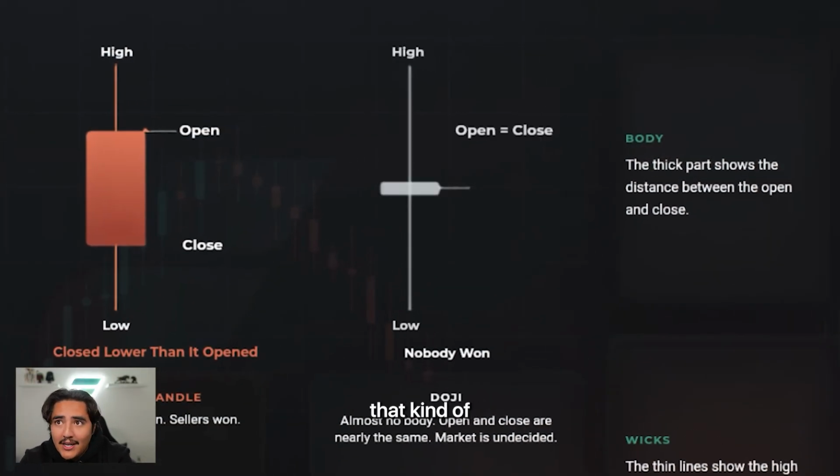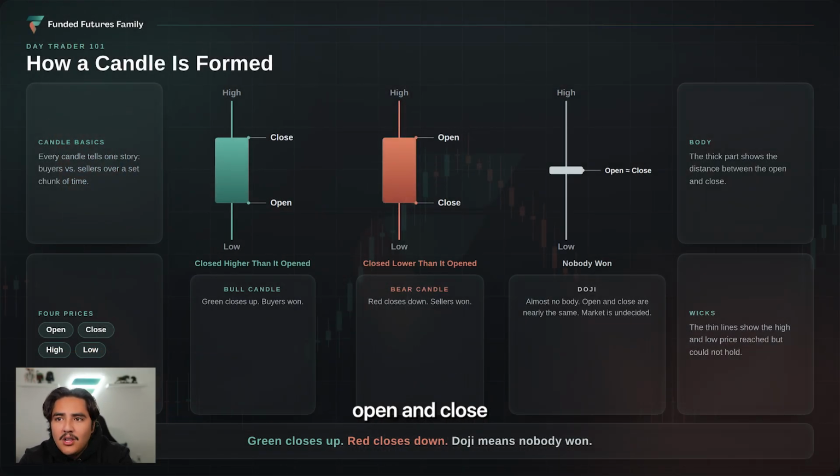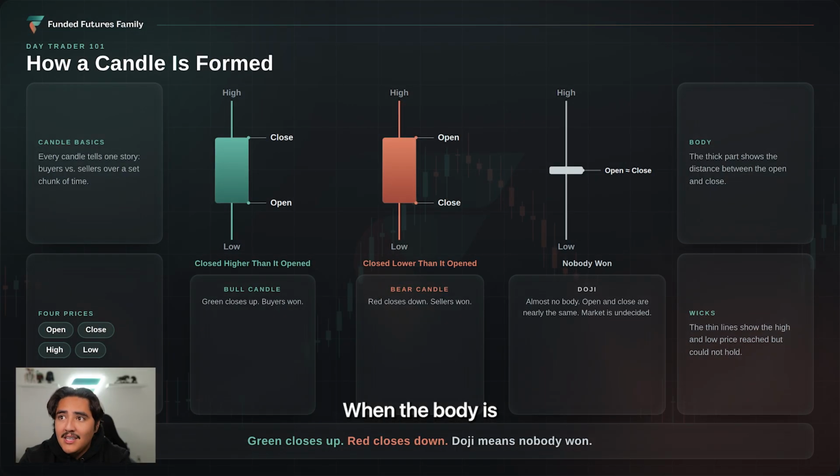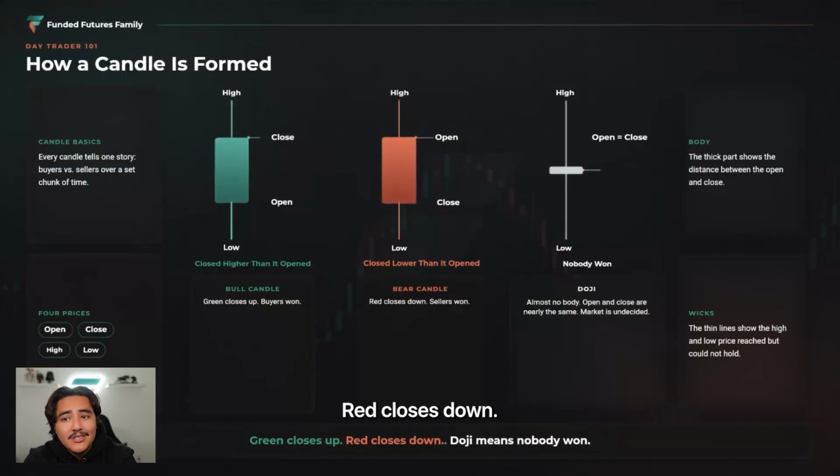If you can tell, that kind of looks like a little body in the middle with really long wicks, right? High and low wicks. It means no one really won. Open and close are nearly the same, and the market was undecided on where the price wanted to be. And of course, we have the wicks. The thin lines show the high and low price reached but could not hold. Only what could hold is that body formation of the candle. And the body is the thick part that shows the distance between the open and close. So again, green closes up, red closes down.